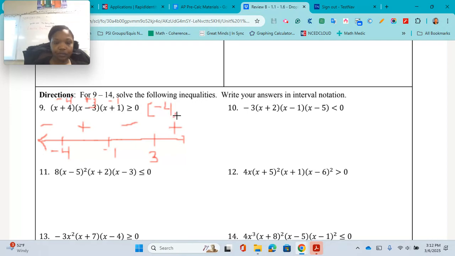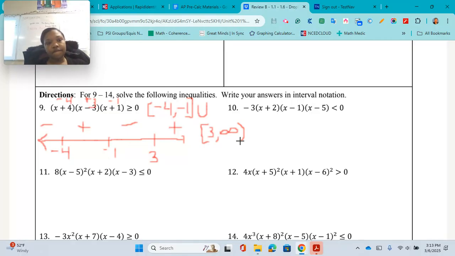comma -1 bracket, union, bracket 3 to infinity, and infinity will always be parentheses. Any questions on that?